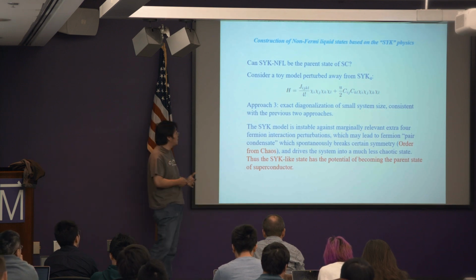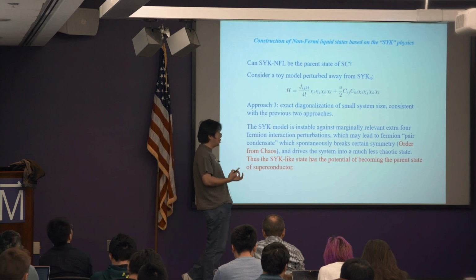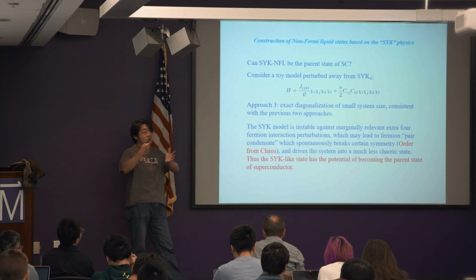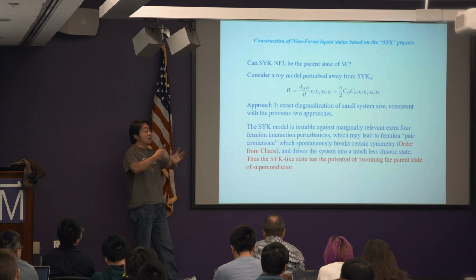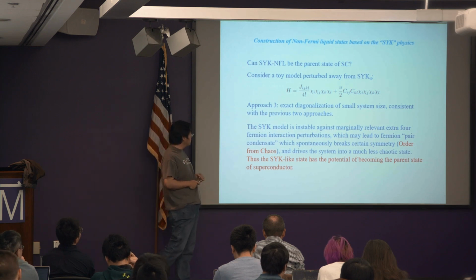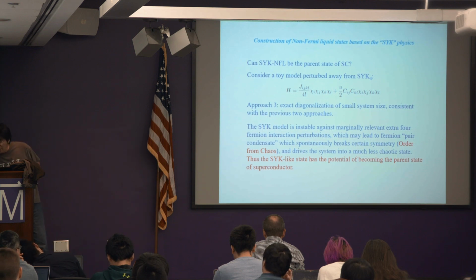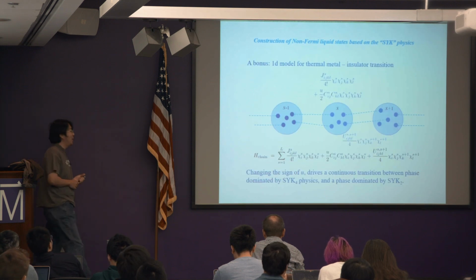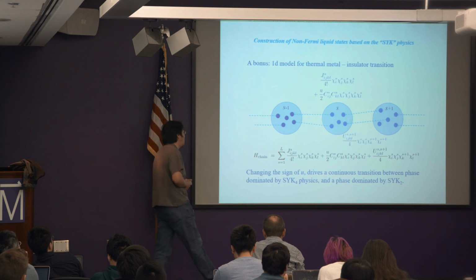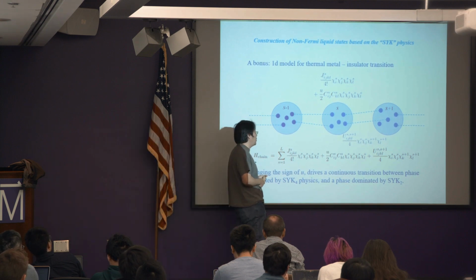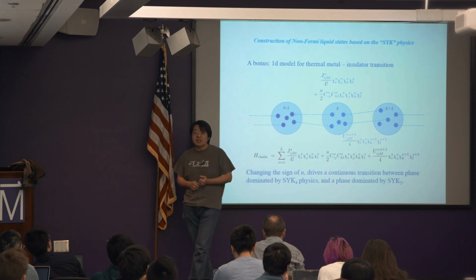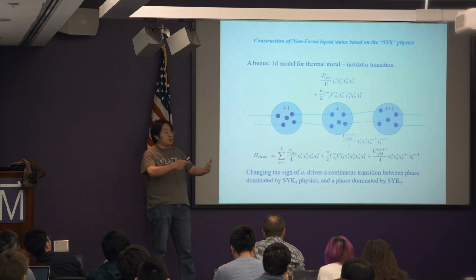Okay, so it means that this superconductor transition can also be viewed as a chaos to non-chaos phase transition. Also, another thing we tried is that using this kind of model, we can also build a thermal metal to thermal insulator phase transition.